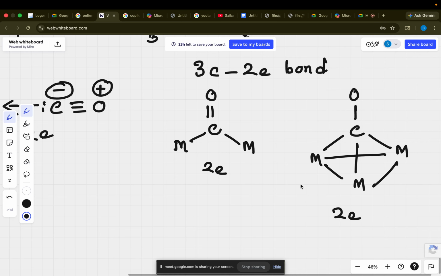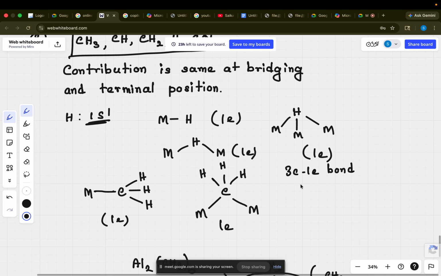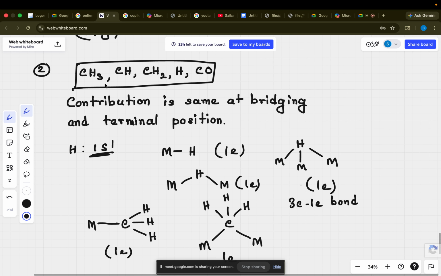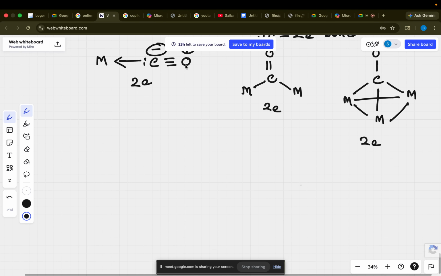So see what we have been discussing: the ligands CH3, CH, CH2, hydrogen, CO. Whether they act as bridging ligands or terminal ligands, they donate the same number of electrons. We have discussed hydrogen, CH3 and CO. Two things are left, CH and CH2. So let's discuss CH and CH2.